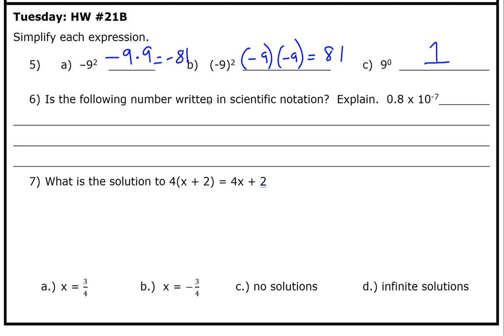Number 6, is the following number written in scientific notation? Explain. So it looks like it has all the parts. It has a coefficient, has a times sign, has a 10, has a power. But unfortunately, there's something going wrong here. So the answer is no. The following number is not written in scientific notation, and now I'm going to explain why.